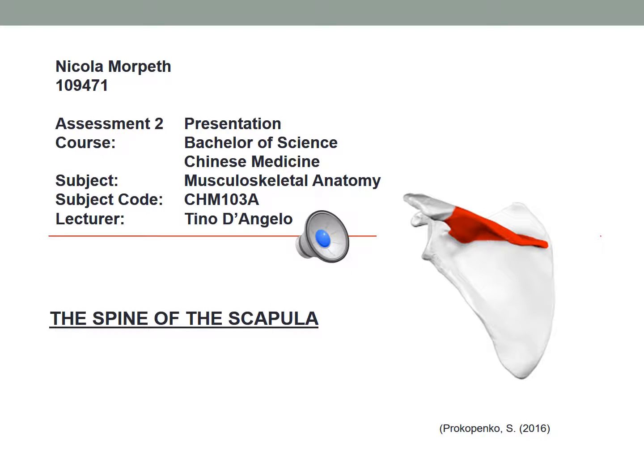This presentation will be looking at the spine of the scapula. My name is Nicola Morpeth and I welcome you on this journey exploring its location, functions and its relationship to neighbouring anatomical structures and muscles.